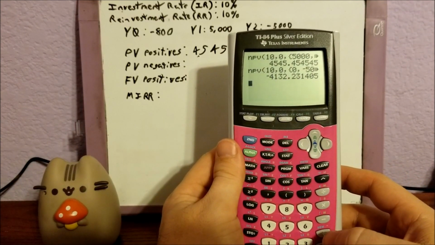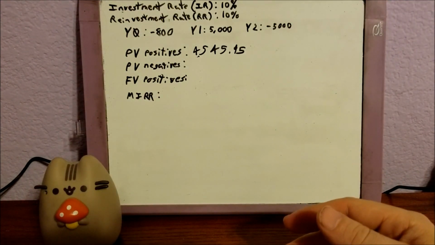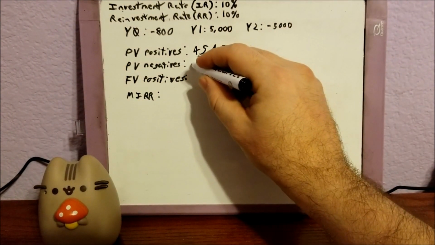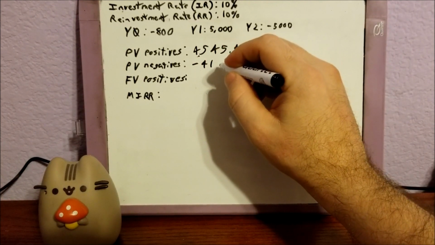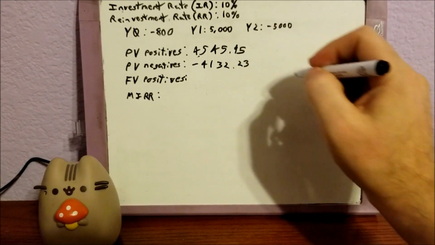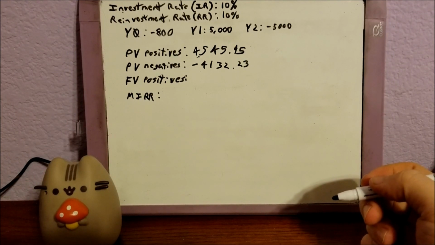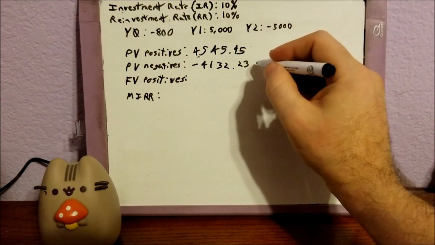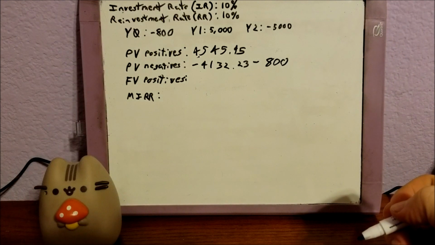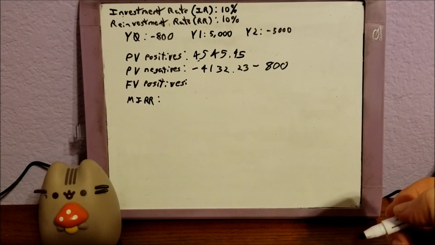And now we're going to end up with this, negative 4132.23. So let's write that down. Negative 4132.23. Now, if you're thinking, well, that's not all the negatives, because year 0 is a negative. You are correct. So we have to subtract 800 from this. Seems like an unnecessary extra step, but trust me, the calculator just can't handle it otherwise.